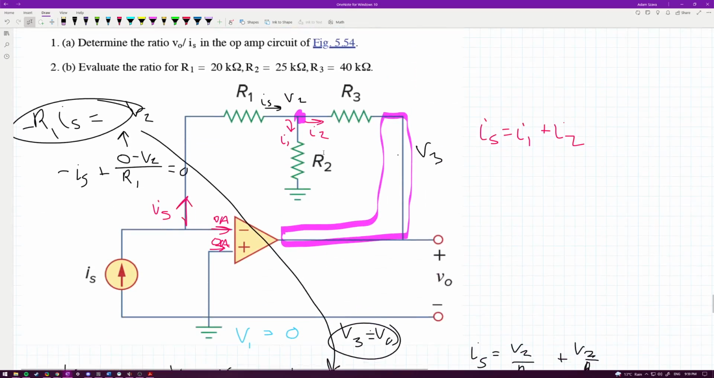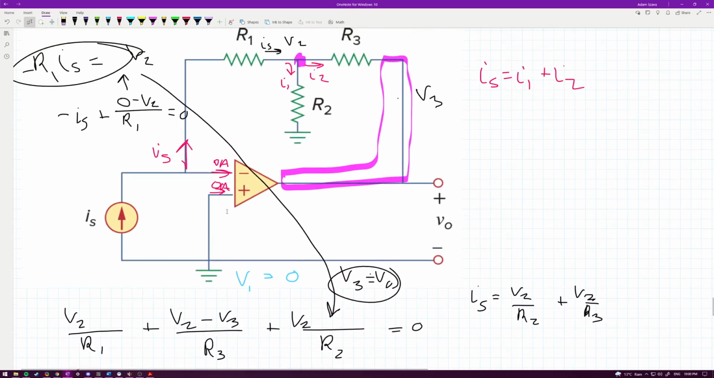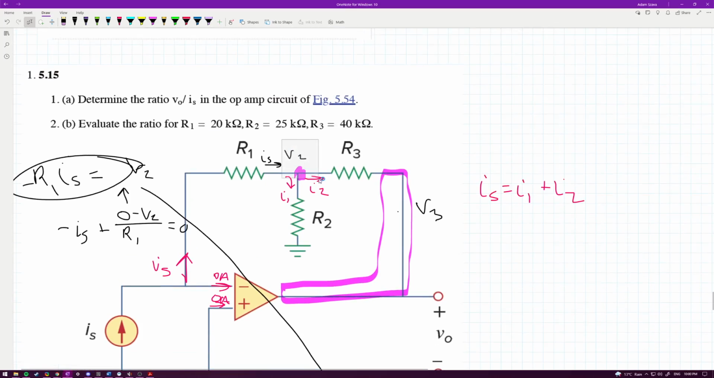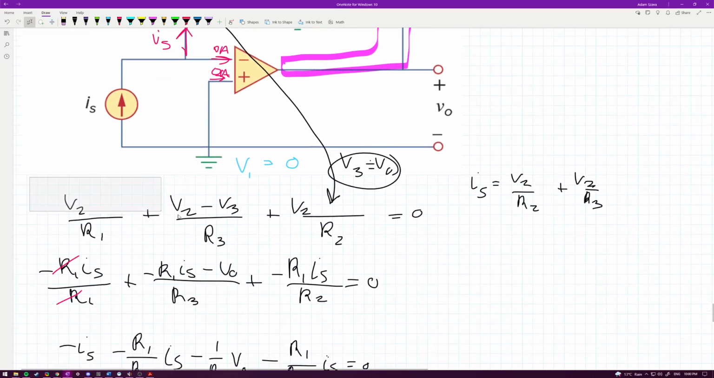So what we did is we were looking to make an equation that relates IS and V naught, right? Because we want to find their ratio. So importantly, we did KCL at that node. And so we found that, was it at that node? Yeah, it was at that node. So we found this equation through doing that.